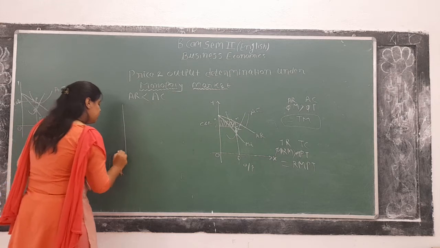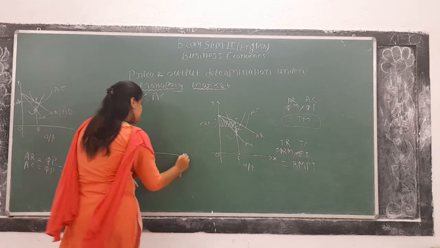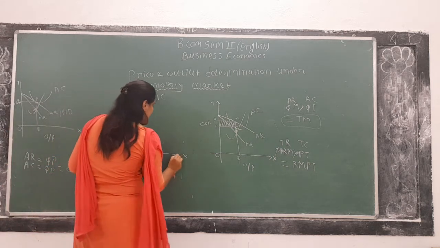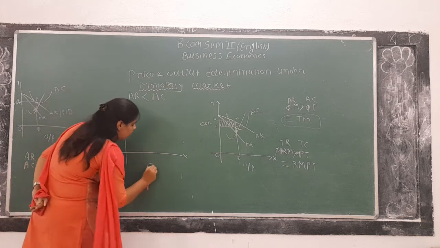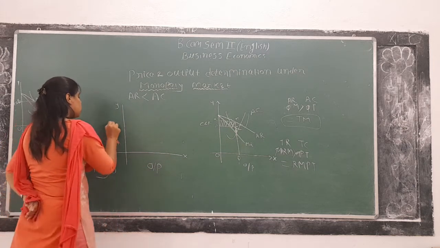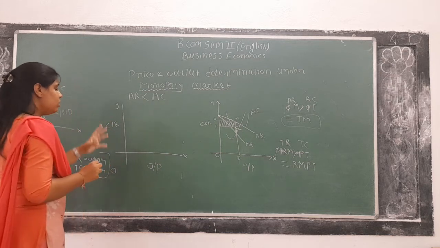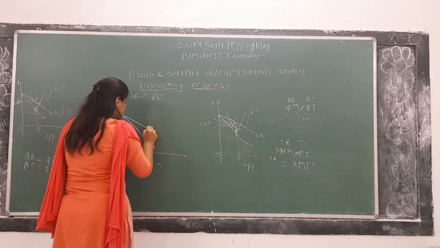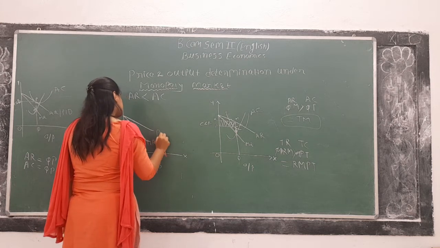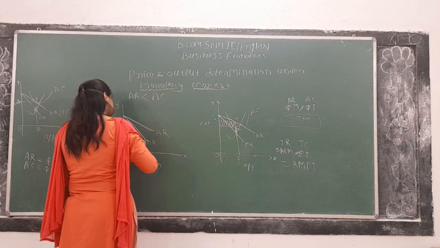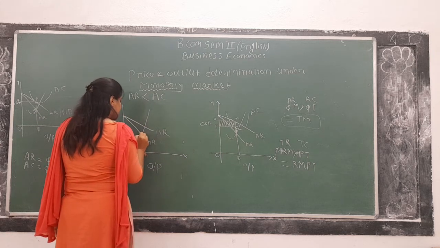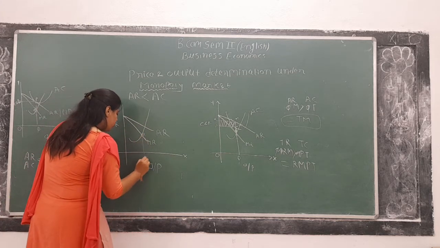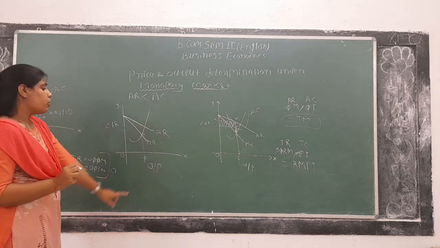So here again two axes are drawn, x-axis and y-axis. On x-axis we are going to show output. On y-axis we are going to show cost and revenue, and we are going to draw the condition of equilibrium. So here it's MR, it's AR, and this is the marginal cost curve which is cutting the marginal revenue curve from below. So this is the point of equilibrium for producing the OQ quantity.